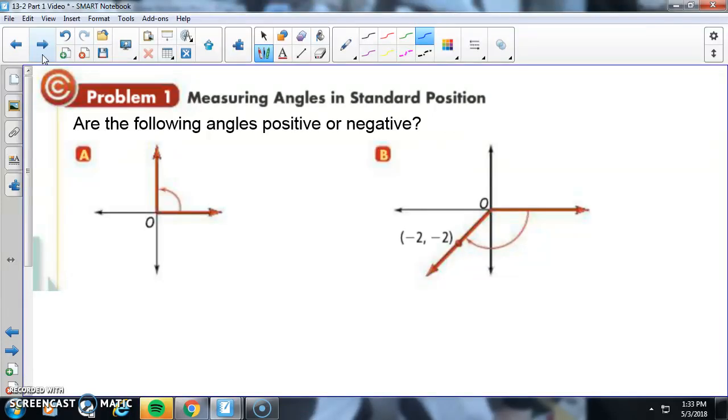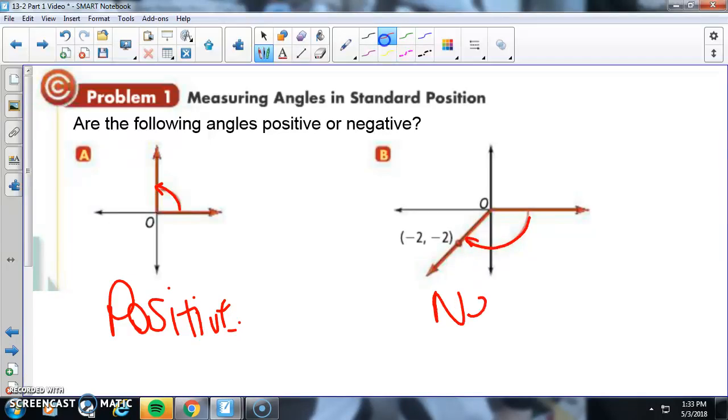So measuring our angles in standard position, we are going to determine whether the angles are positive or negative. Since we are starting at our positive x-axis and going counterclockwise, this is a positive angle. When we are starting at our positive x-axis and going clockwise, this is a negative angle.